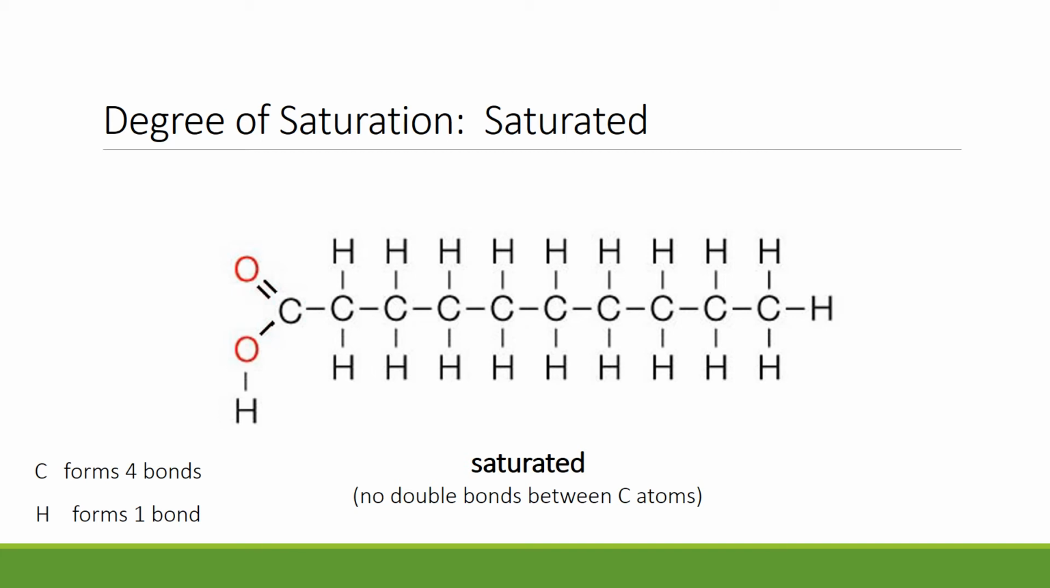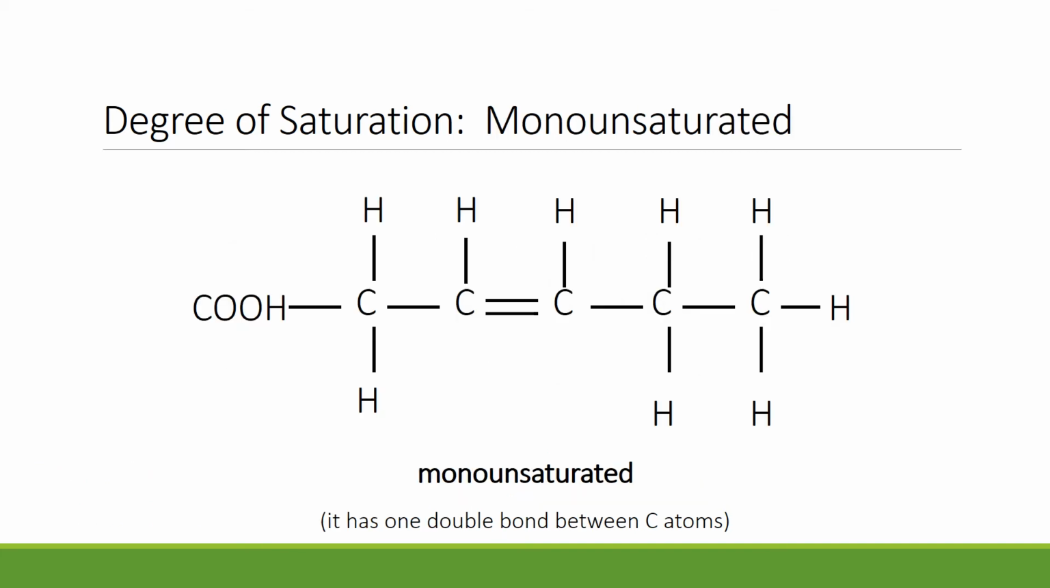If you look at this molecule and ask yourself, can I put any more hydrogen atoms around it? The answer is no, because all the bonds are filled. So when we have as many hydrogen atoms as possible, the molecule is said to be saturated. There are no double bonds between the carbon atoms. A fatty acid is said to be monounsaturated when it has 1 double bond between carbon atoms, as in the example on this slide. If I were to break that double bond and have a single bond, I could add 2 more hydrogens. So this is not a saturated molecule. Instead, it's a monounsaturated molecule.